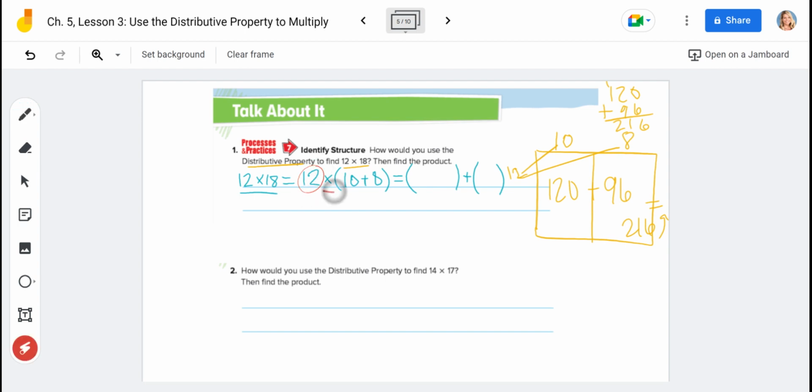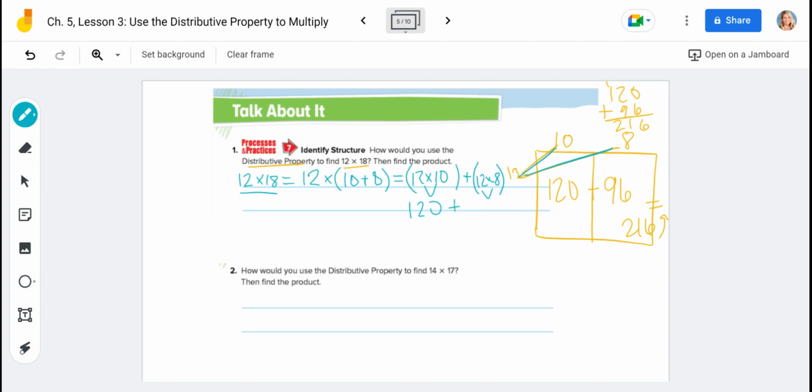Keeping the 12 times the same, I'm decomposing 10 plus 8. Now I'm about to do my steps that I should know how to do. I first multiplied 12 times 10. Then I multiplied 12 times 8. Whenever I multiplied 12 times 10, I got 120.